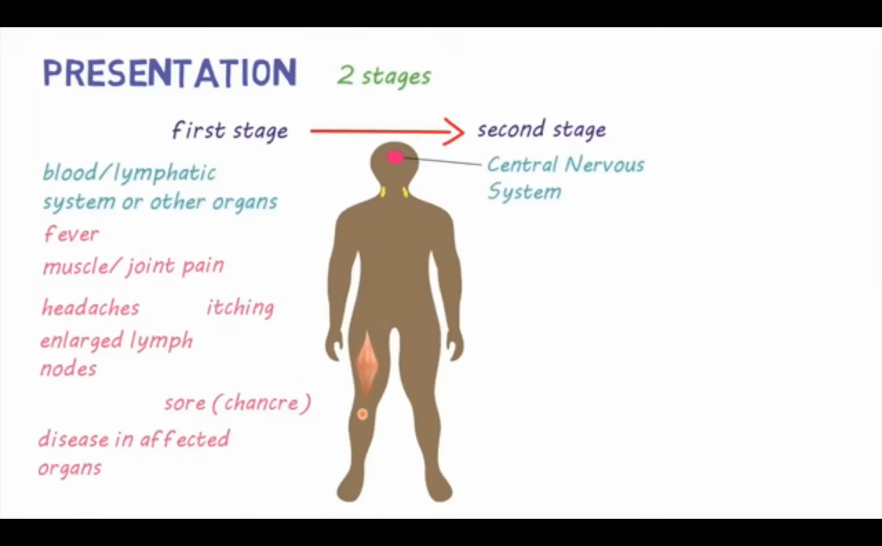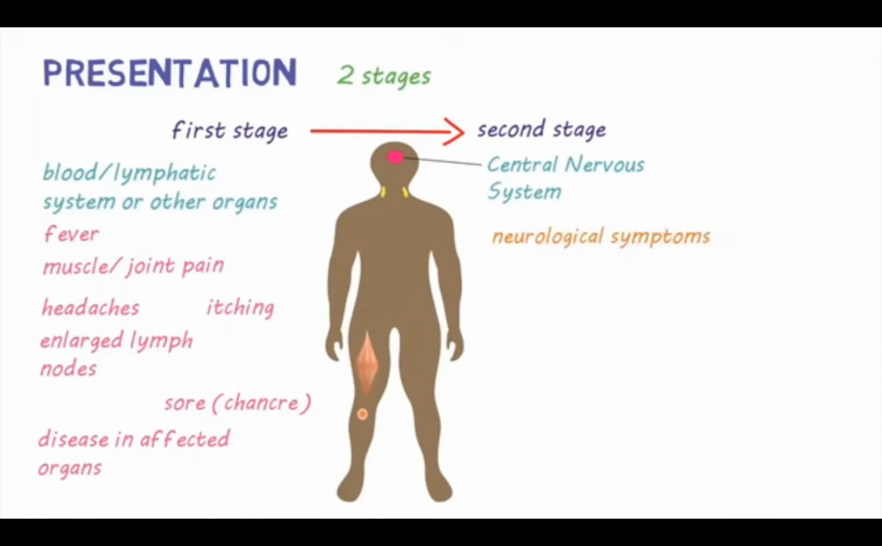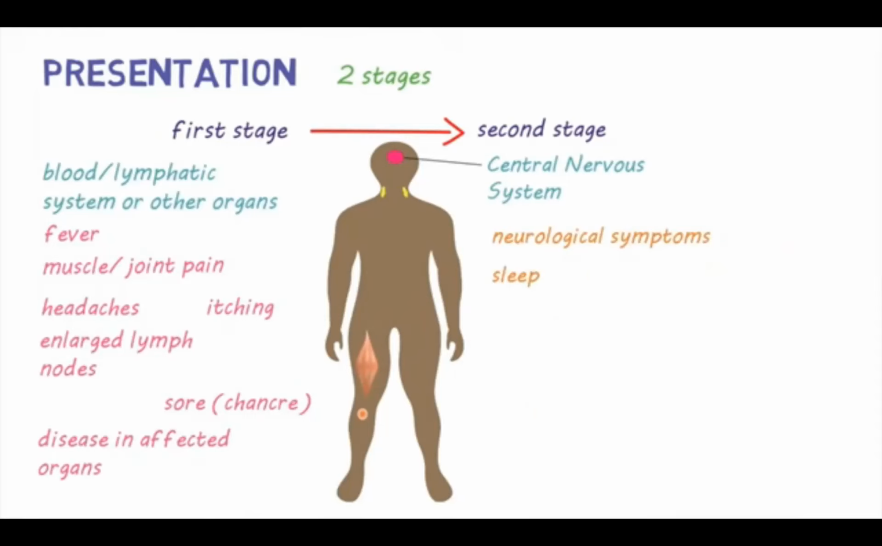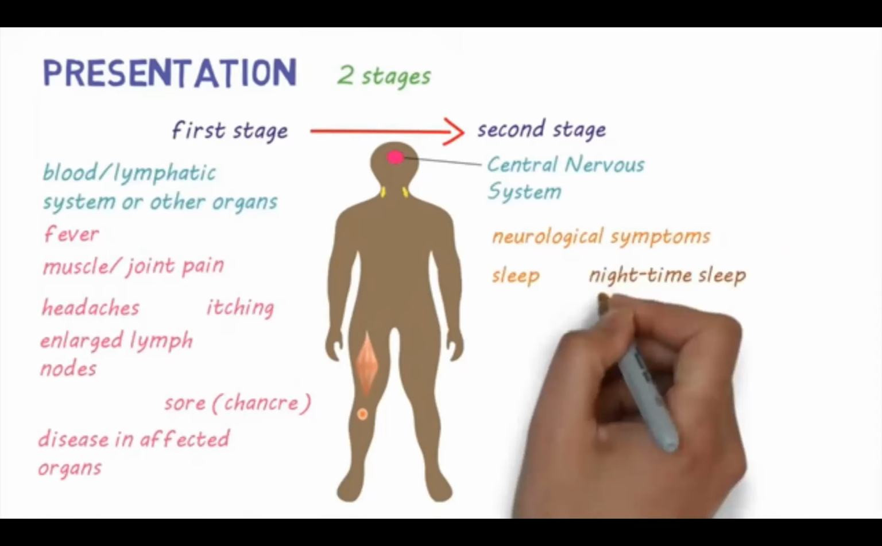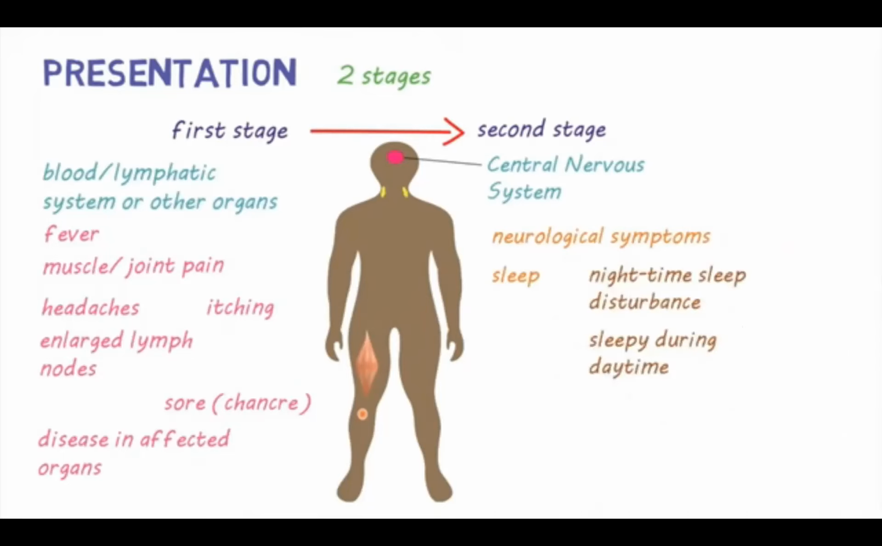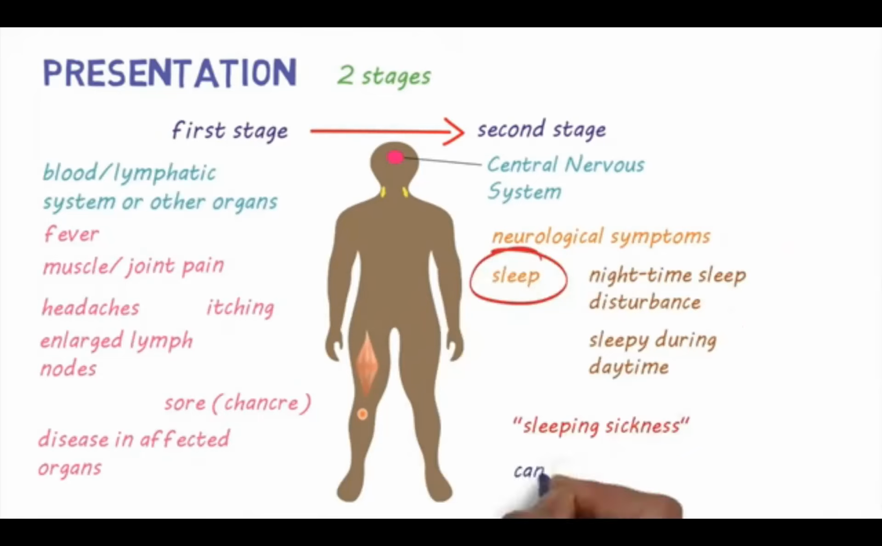In the second stage, there can be a range of neurological symptoms such as changes in personality, psychiatric symptoms, weakness, or problems with movement. The disease can affect sleep. Patients tend to have nighttime sleep disturbances and are sleepy during the day. This can get progressively worse, with patients sleeping most of the time. This is why the disease is called sleeping sickness. If left untreated, the disease can lead to death.